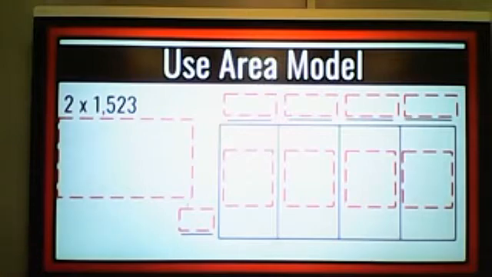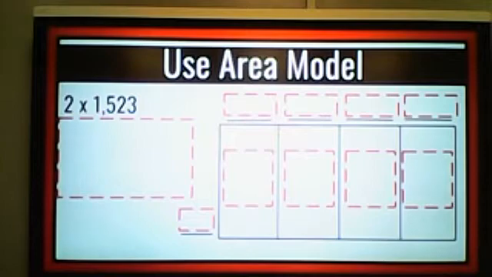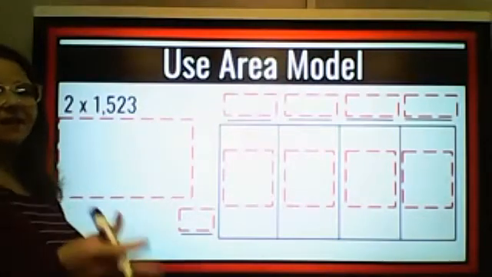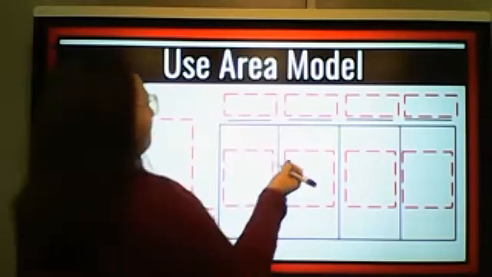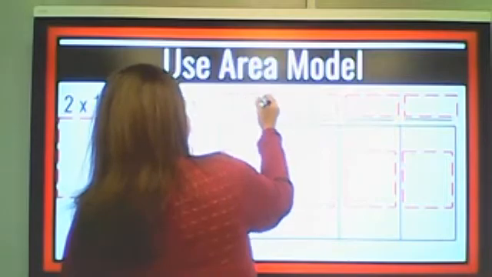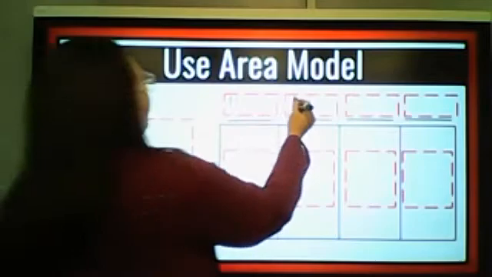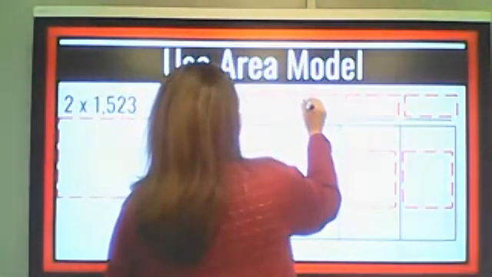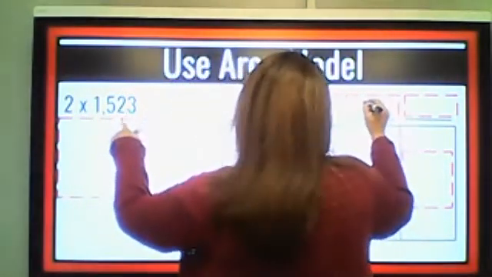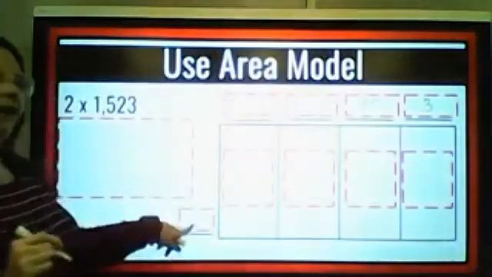2 times 1,523. So first of all, which number gets broken apart? 1,523. Yeah, it wouldn't make sense to break apart the other. So how would I break this apart? 1,000 plus, it's not 2,000 because it's a 1 right here. So it's got to be 1,000. And then 500 plus 20 plus 3.